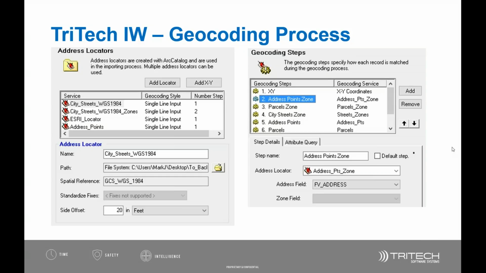Over here on the right-hand side, we're setting up what's called a waterfall geocoding process with multiple address locators that are going to map your data out. So the functionality is a little bit similar to that of an Esri composite locator, if you're familiar with that. What we're doing here is we're sending your records through each of these steps starting with, in this case, your XY coordinates. If it's not matched by XYs, it's moved down to address point zone, to parcel zone, city street zone, and so on.